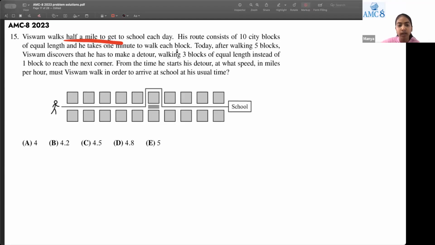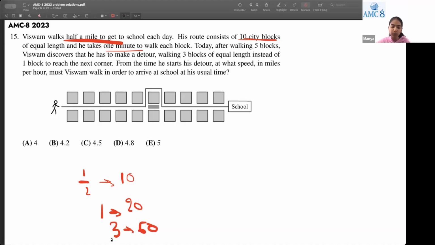So he walks half a mile to get to school each day, and he takes 1 minute to walk each city block, and he walks 10 city blocks, meaning that to travel half a mile, he would take 10 minutes. To travel 1 mile, he would take twice the amount of minutes. So 1 mile would take 20 minutes. In 60 minutes, he would travel 3 miles. And we did 60 because there are 60 minutes per hour. So his speed would be 3 miles per hour by walking. So now we know that his speed is 3 miles per hour.